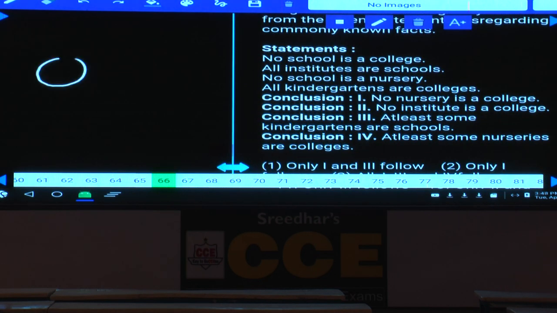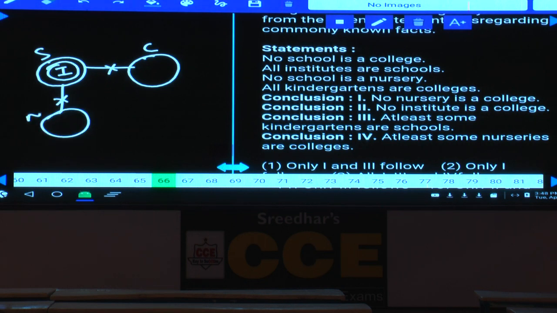So how to represent this one? This is school, and this is college. No school is a college, and all institutions are schools. No school is a nursery means no intersection between school and a nursery. And next, all kindergartens are colleges. This is the basic diagram, isn't it?